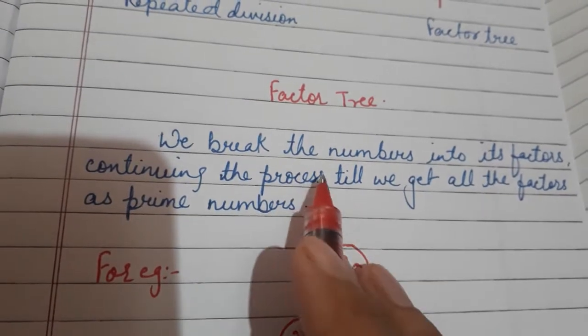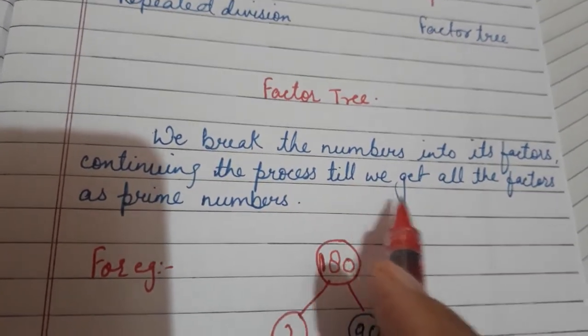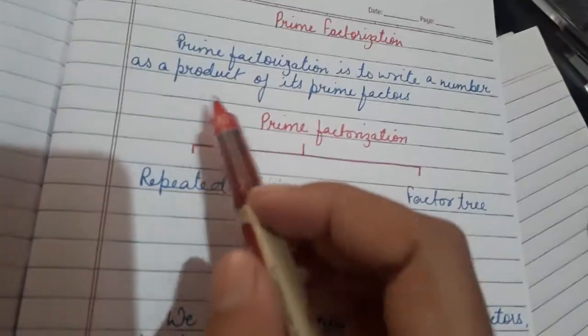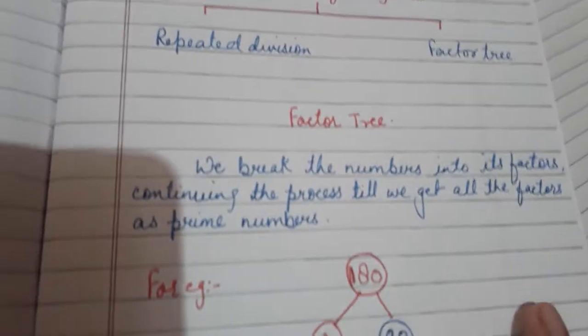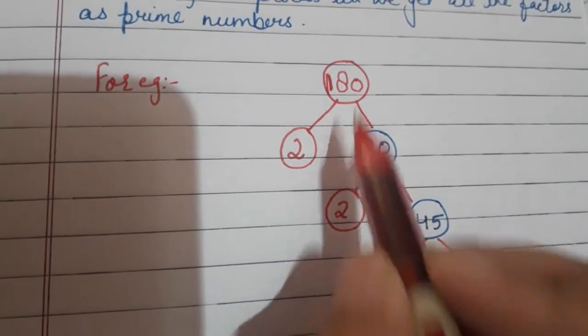A factor tree is when we break the numbers into its factors, continuing the process till we get all the factors as prime numbers. Same as what I have told you in prime factorization. Let's take the example here. What I was saying, I have taken the number 180.